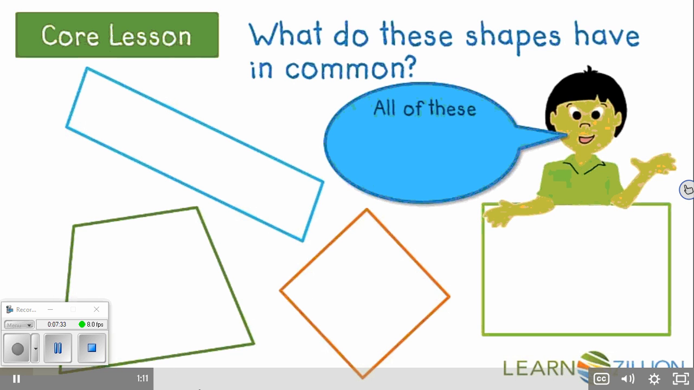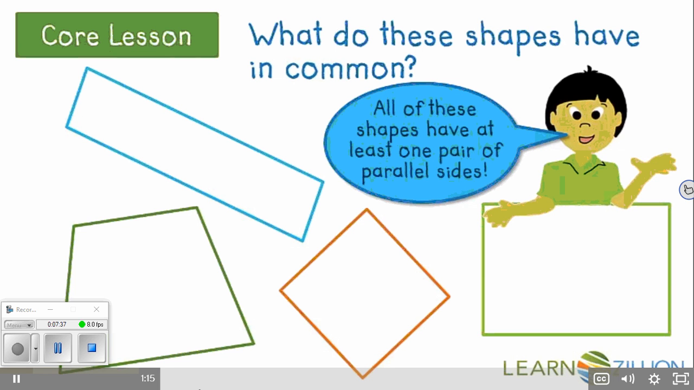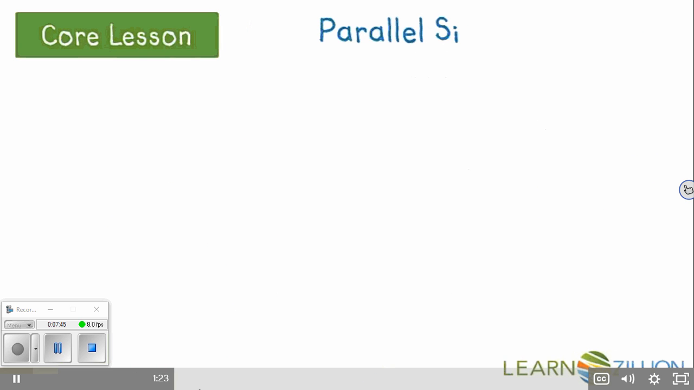All of these shapes have at least one pair of parallel sides as an attribute. That means they have at least one pair of sides that are opposite from each other, that run in the same direction and are the same distance apart from each other. How do I know if a shape has parallel sides?